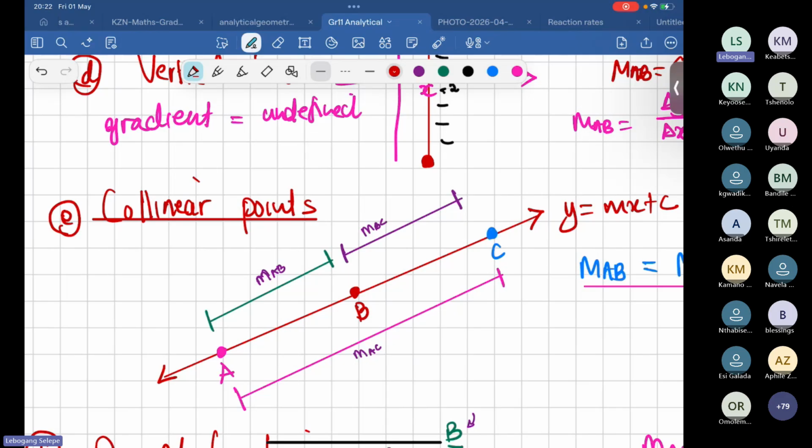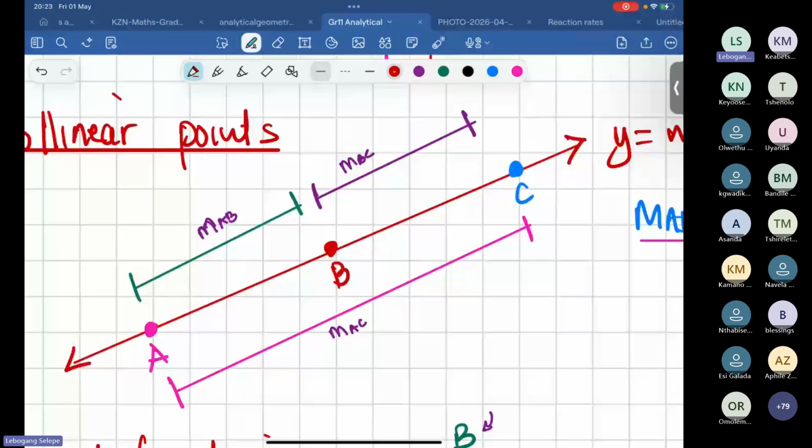If you look on the screen, I calculated the gradient between A and B and called that MAB, as you can see here. I calculated the gradient between B and C, that is MBC. I also showed that you can calculate the gradient between A and C, which would be the gradient of AC. All these 3 gradients are supposed to be the same. And why are they supposed to be the same? It's because these 3 points are on the same straight line. The same straight line will have the same gradient. Because in this case, again, the keyword is straight line, so the gradient is supposed to be the same throughout.